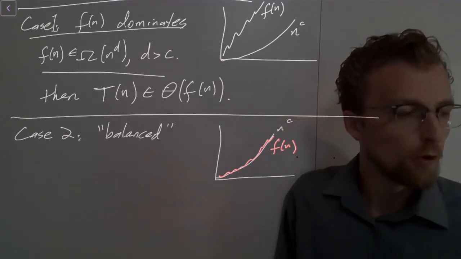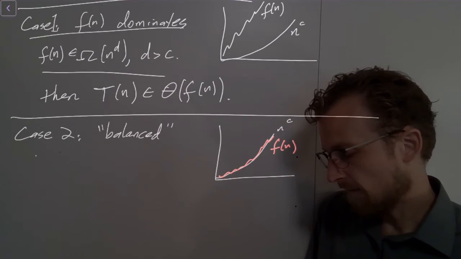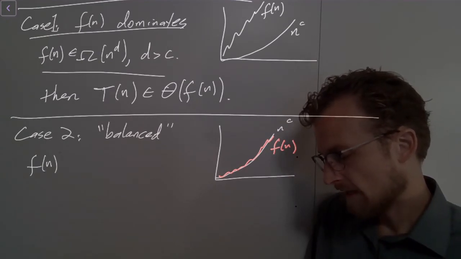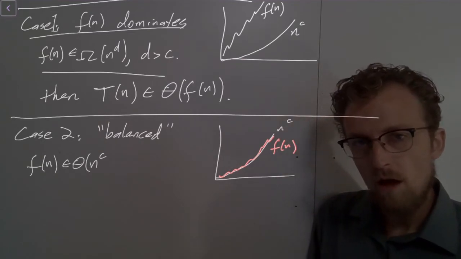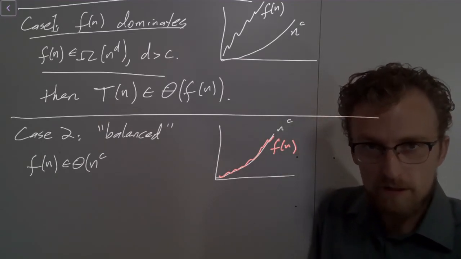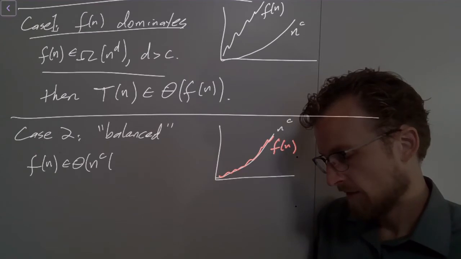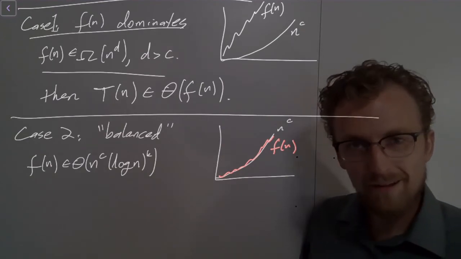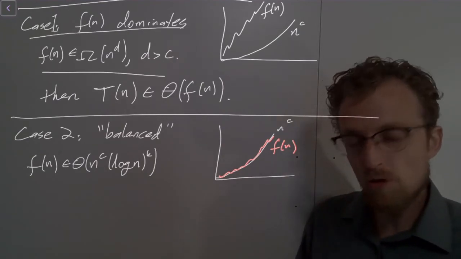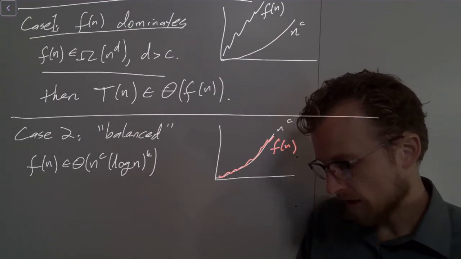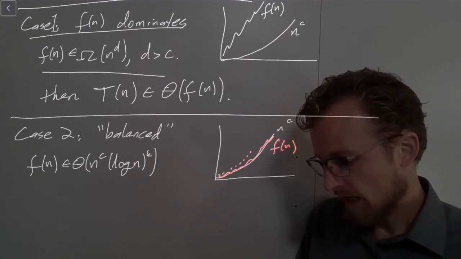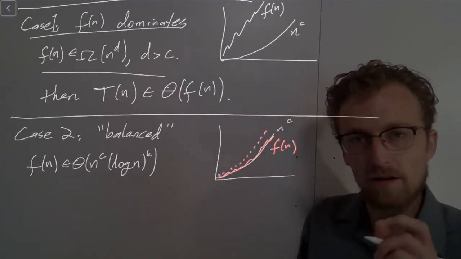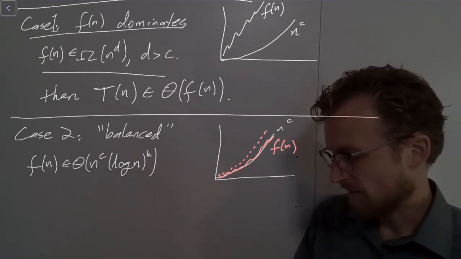So here's the formal way of writing this. Let's say f of n is in big theta of n to the c, with up to k log slowdowns, times log n raised to the k power. So we're multiplying on k log slowdowns. And you could say a log slowdown just puts us a tiny bit above, but no more than log above.